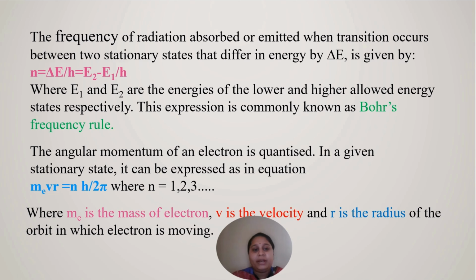And for movement of an electron, angular momentum is required. This angular momentum is always a quantized quantity, and the electron is always present in the stationary state. It is given by the expression m_e v r is equal to nh by 2 pi, where n is equal to 1, 2 and 3, m_e is the mass of the electron, v is the velocity, and r is the radius of the orbit where the electron is moving.